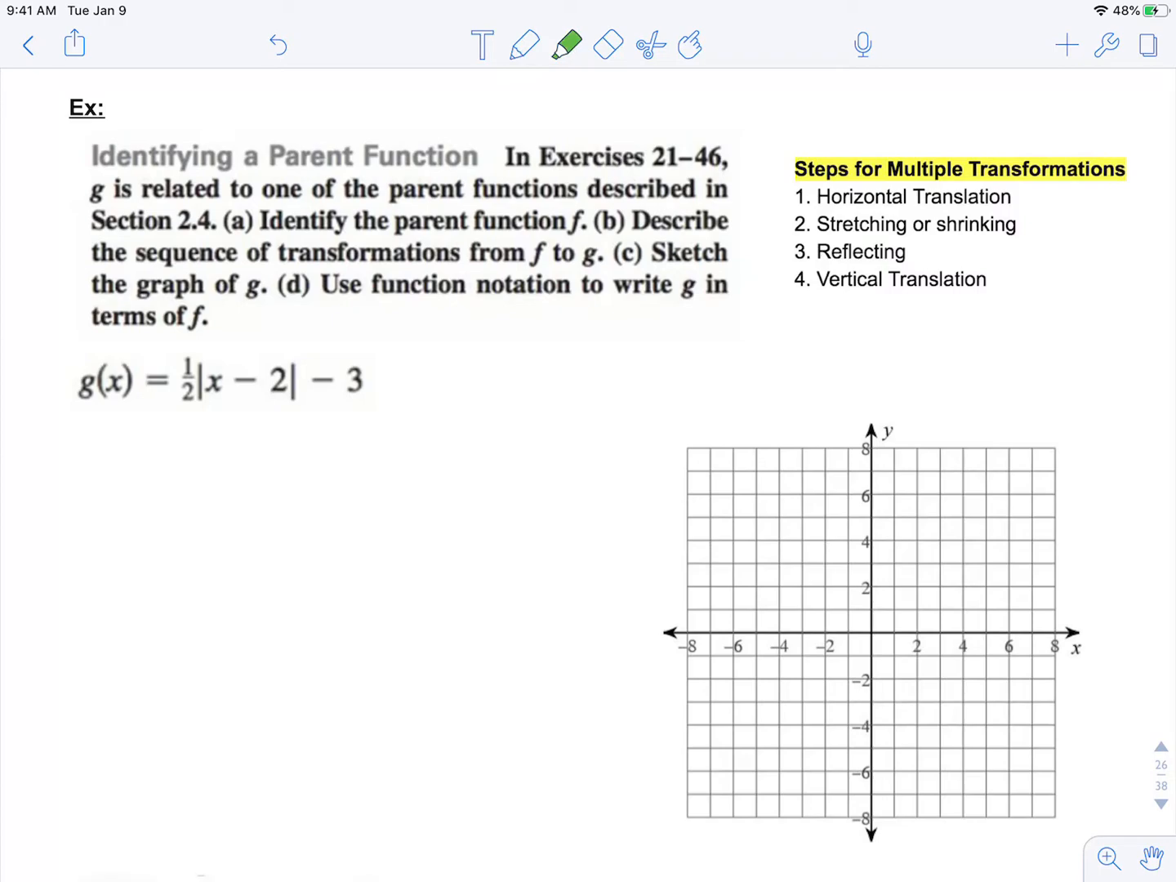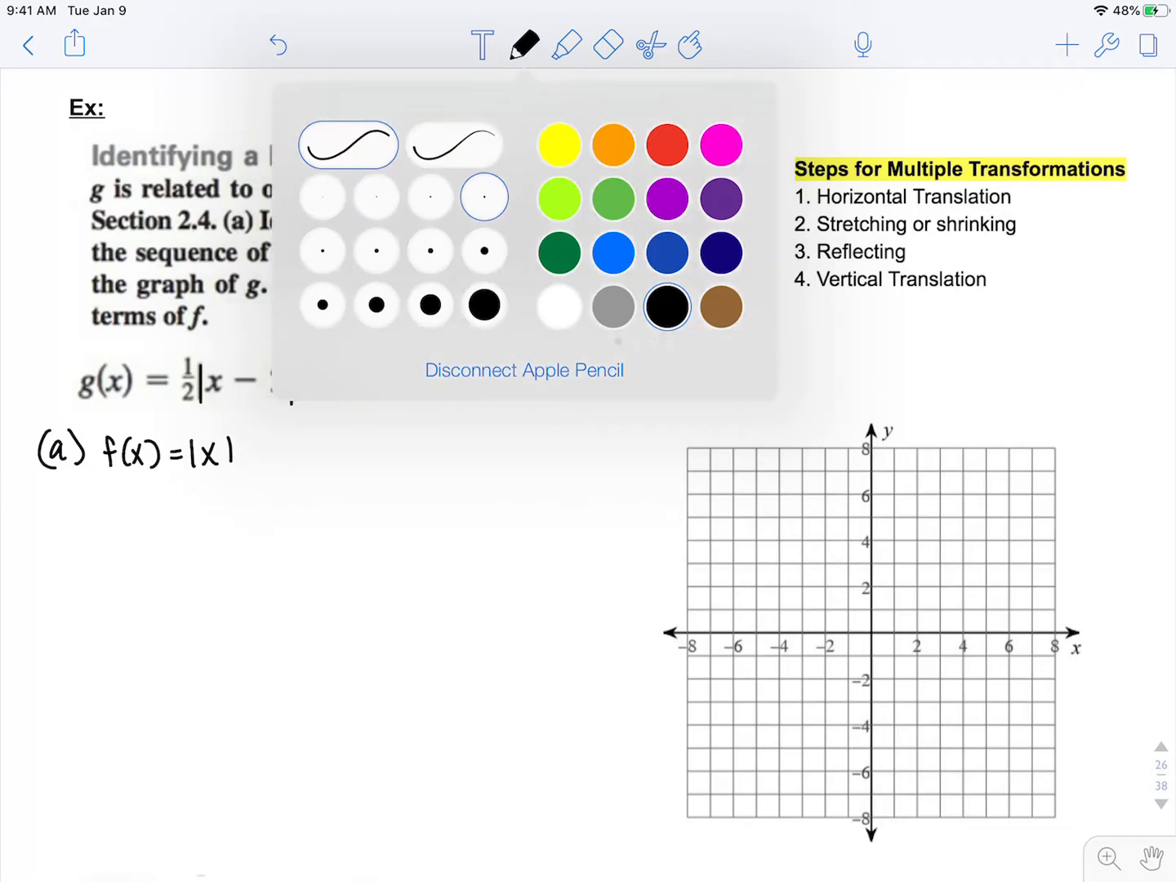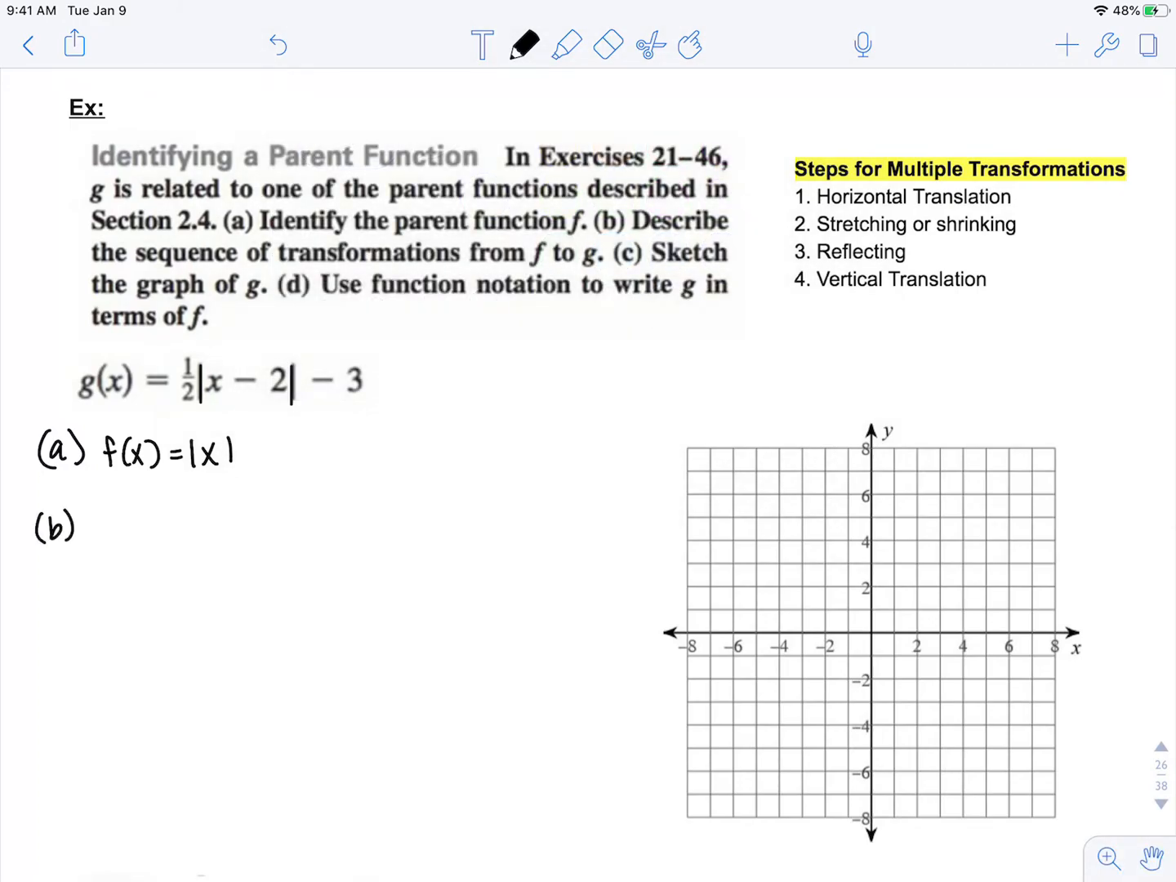So from looking at this function, g of x, I can see from these bars here that our parent function f of x is absolute value of x. Now I need to identify the transformations that occur.